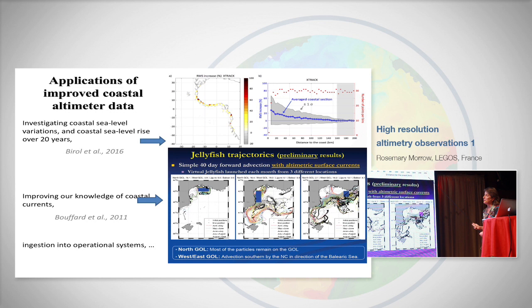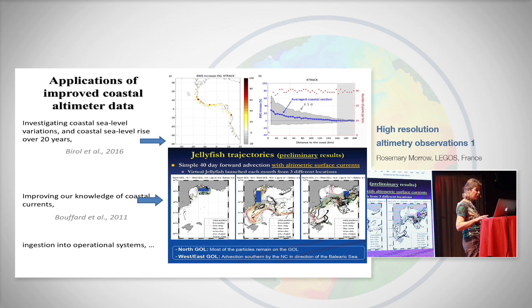And of course, there's all sorts of applications about getting better coastal currents. And for this example, having better mapping in the coastal zone in the Mediterranean and trying to get a distribution of larval dispersion and jellyfish dispersion around all the coasts, in particular in summer when people are on holidays here, they'd like to know they're going to be jellyfish-free or jellyfish infested.